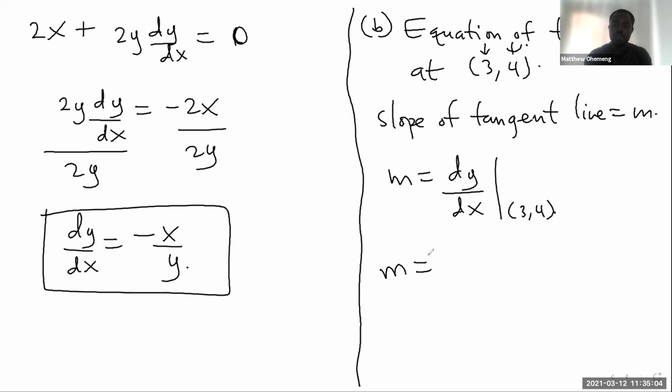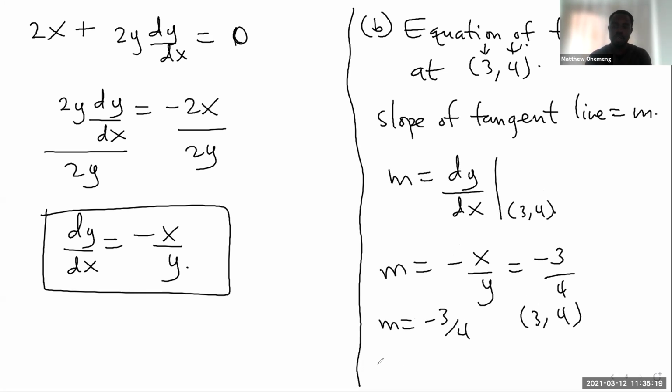So the slope in this case will be what? It's negative x over y. So in this case, our x is 3, and our y is 4. So it should just be negative 3 over 4. So that's our slope. Now that we have the slope and we have the point 3, 4, we can get the equation of the tangent line. So that's y minus y1 equal to the slope times x minus x1. So this is it.